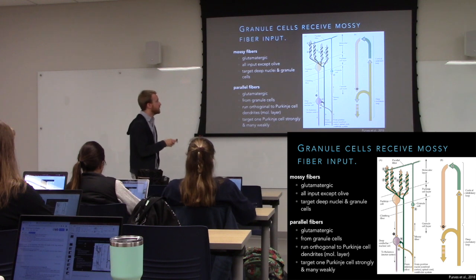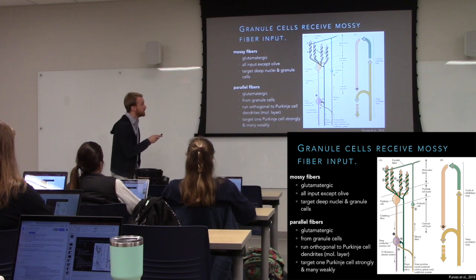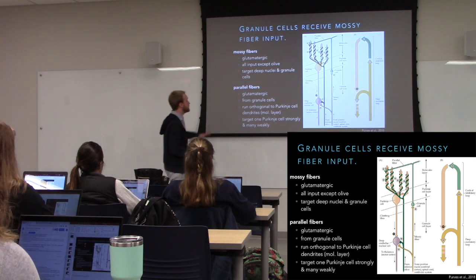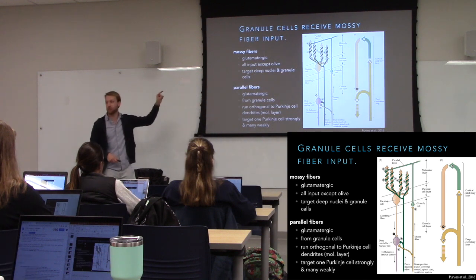Because every parallel fiber is going to hit so many different Purkinje cells, we can create an infinite number of patterns. These parallel fibers, along with the mossy fibers, are glutamatergic. So here's your excitatory portion of the cerebellum. Everything else is inhibitory.